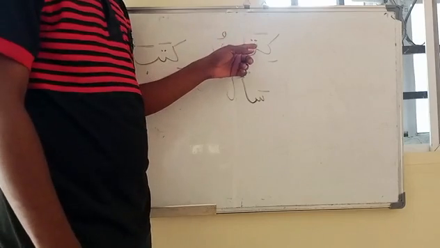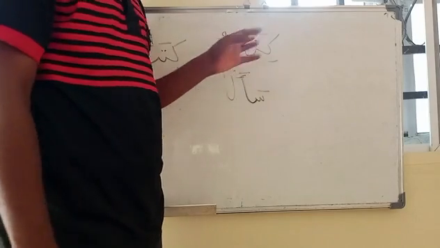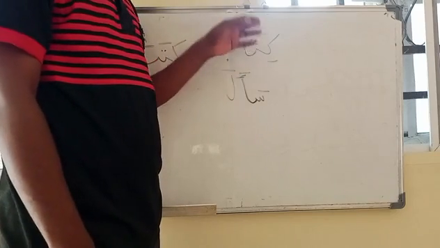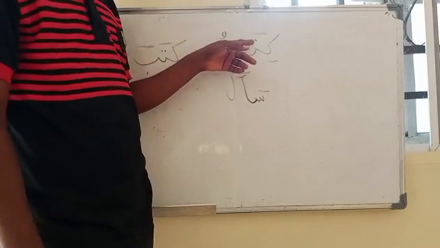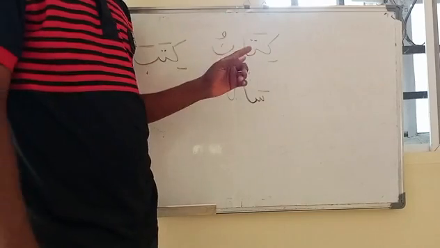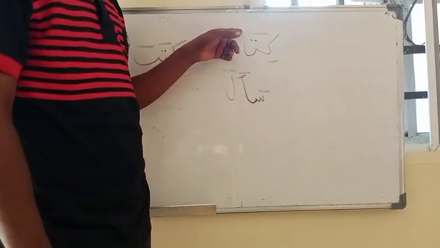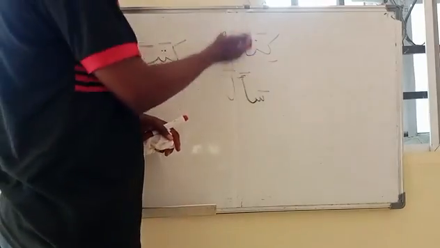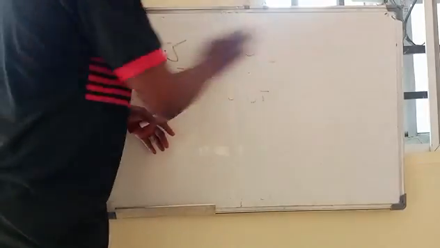If it follows a letter with kasra or damma, then it is not an alif madda. So if it's an alif madda, then it must follow a letter that carries fatha, and it will not carry any haraka itself. So take note of it. It says kitabun, kitabun.